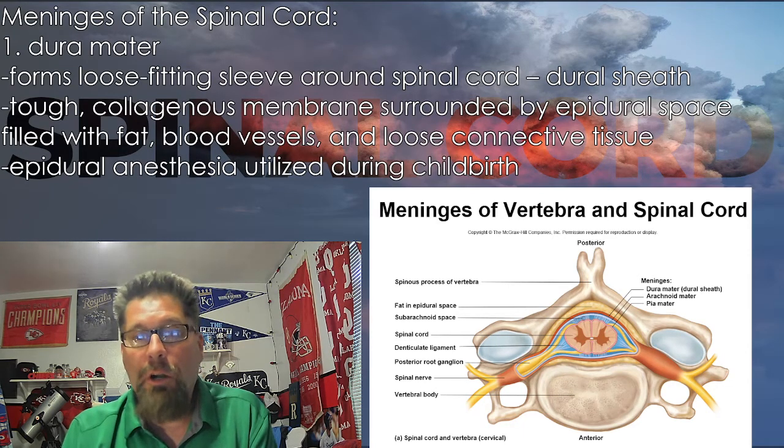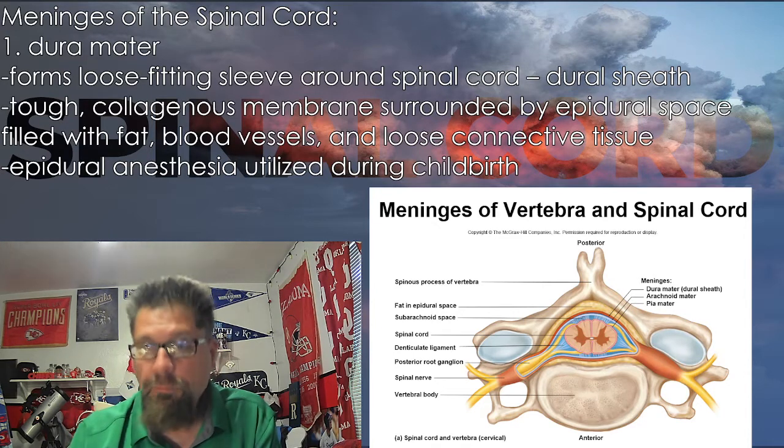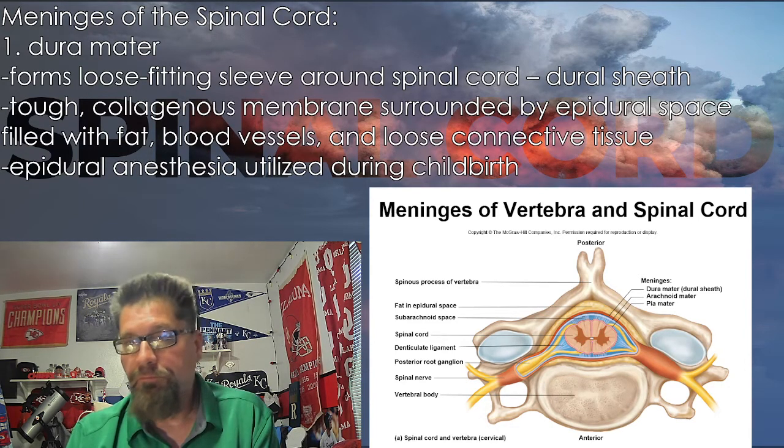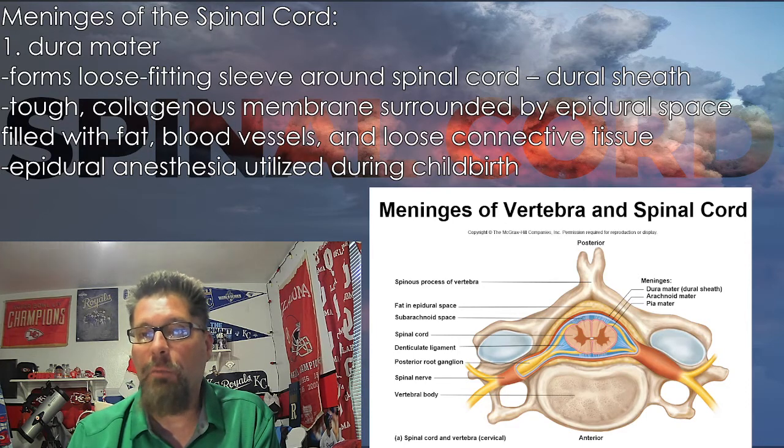But when we're talking dura mater, we talk location. If you look at the diagram, the dura mater is the outermost portion of the meninges. It's the orangish section. It's right below that yellow area, which is right below the vertebrae bone.